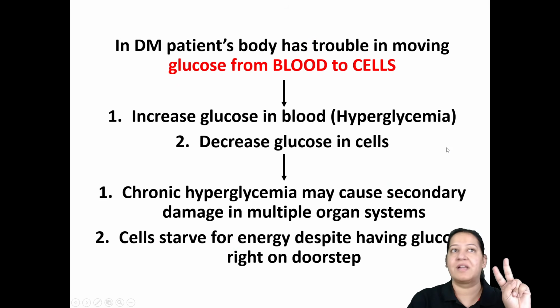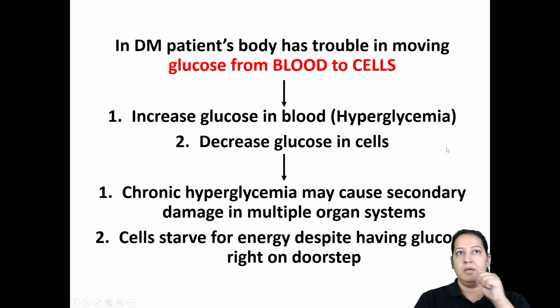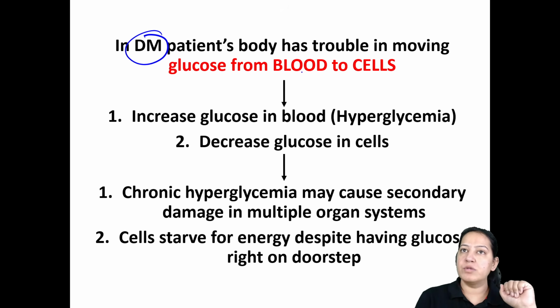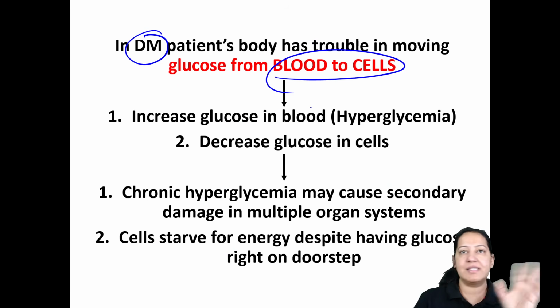Both are problematic. So what is the problem now? You tell me. You tell me what is the problem in a diabetic person? Who will tell me what is the problem in a diabetic person? In a diabetic person, the body has trouble moving glucose from blood to cell. See which arrow is gone. This arrow is gone. This is functional. So blood to cell, this cannot be done.